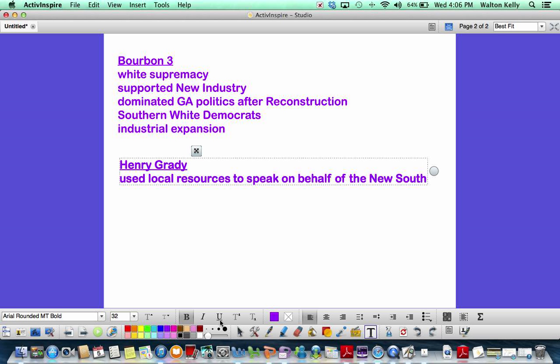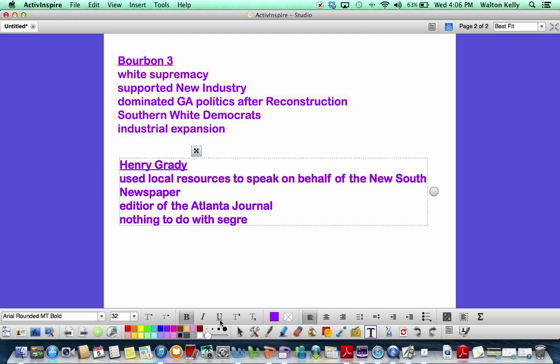Oh, that's right. I can't hear you. He actually used the newspaper. He was editor of the Atlanta Journal. And because he was editor, he got to decide what went in and what didn't. So, the New South, Henry Grady, really had nothing to do with segregation.